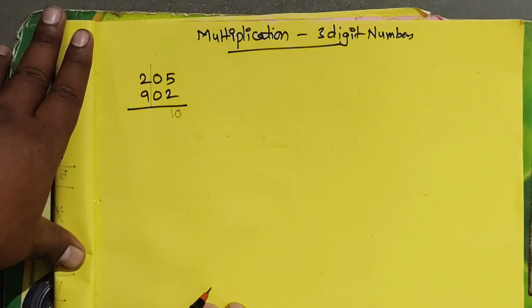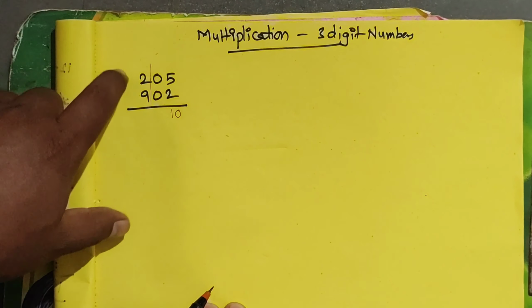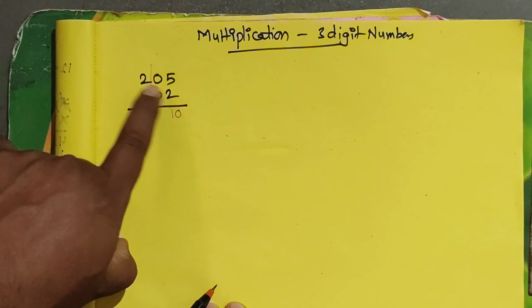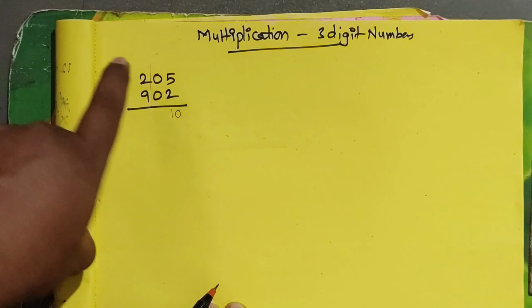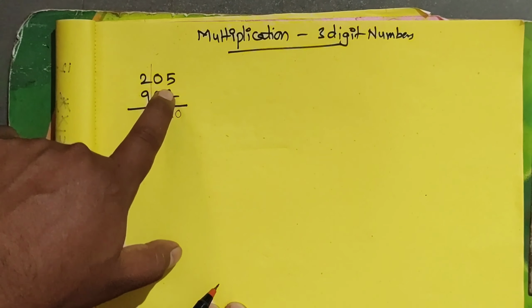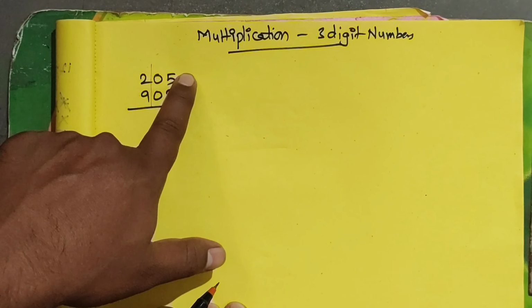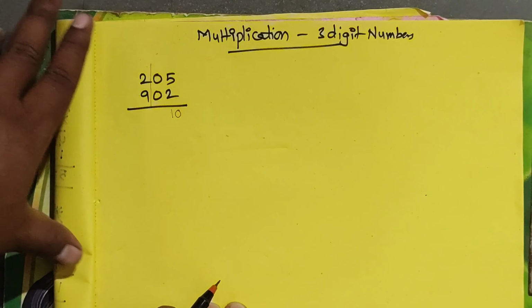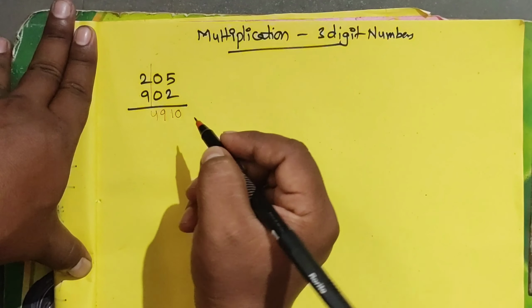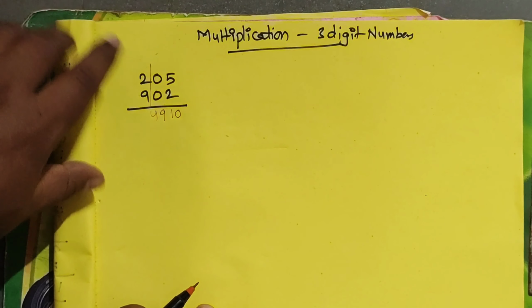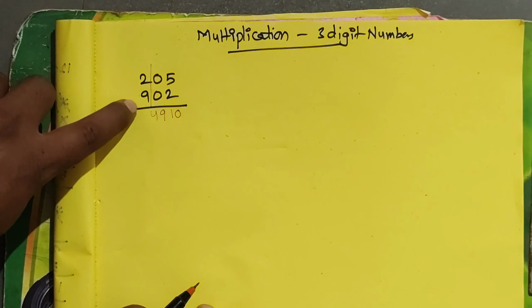So now take the cross multiplication here. 2 into 05, 9 into 02: 2 fives are 10, wait, 2 into 2 and 9 into 5: 2 2s are 4 and 9 5s are 45. 45 plus 4 becomes 49. Take the two digits, don't take any carries here, that is 49. Now take 9 and 2, 9 2s are 18. So the answer here is 184910. This is our answer.